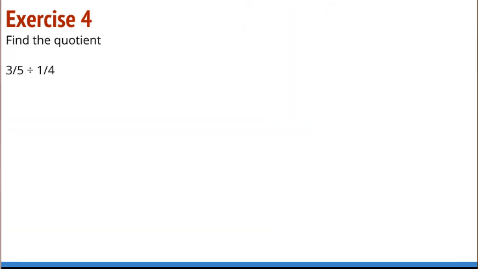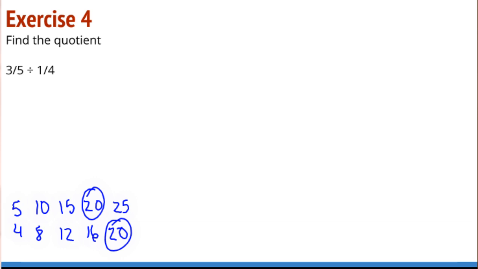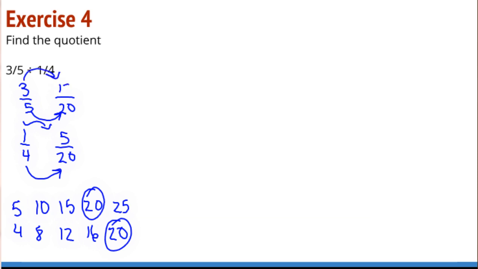All right, taking a look at exercise 4. 3/5 divided by 1/4. So I'm going to need common denominator 5, 10, 15, 20, 25, 4, 8, 12, 16, 20. Looks like 20 is the first denominator that they will have in common. So 3/5 and 1/4, and I need to scale to be 20ths. So the 4 will multiply times 5, and the 1 will multiply times 5. And the 5 will multiply times 4, and the 3 will multiply by 4.